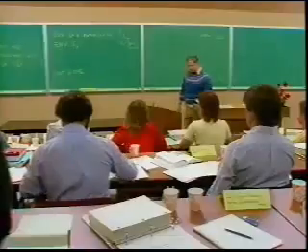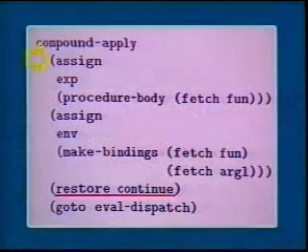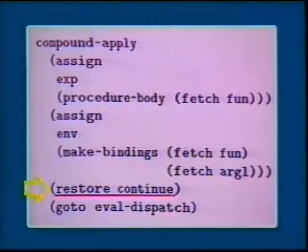Well, let me show you here. Here's the actual thing that's making it tail recursive. Remember, it's the restore of continue. It's saying, when I go off to evaluate the procedure body, I should tell eval to come back to the place where that original evaluation was supposed to come back to. So in some sense, if you want to say what's the actual line that makes it tail recursive, it's that one.